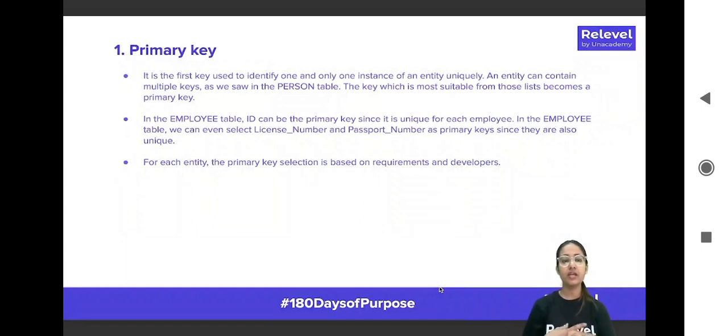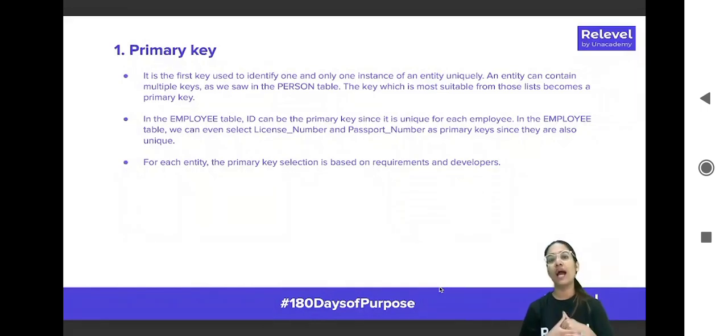Similarly, in the employee table, the ID can be the primary key. Every employee has a unique ID, so that ID can be the primary key since it is always unique for each and every employee. Whenever you join a company, you are given a unique, usually 6 or 7 digit or maybe 5 digit number. That is unique for you. No other employee has that ID. And in that case, the ID can become the primary key.